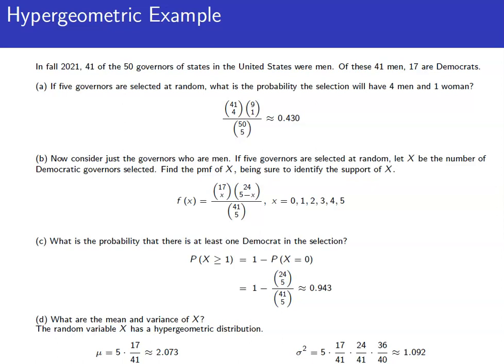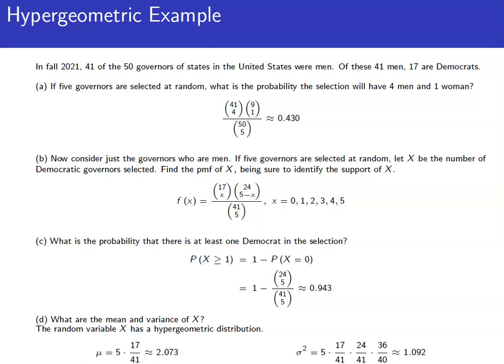In this video, we're going to do an example that involves the hypergeometric distribution. In fall of 2021, of the 50 United States, 41 of the 50 governors were men. And of these 41 men, 17 were Democrats. So for part A here, we're asked if 5 governors are selected at random, what's the probability that the selection will have 4 men and 1 woman?